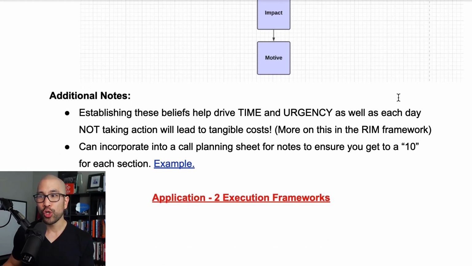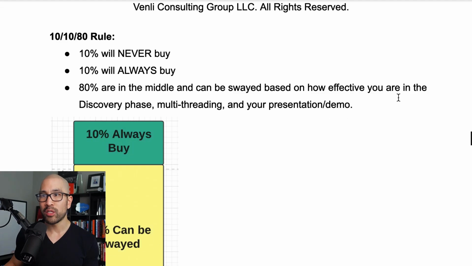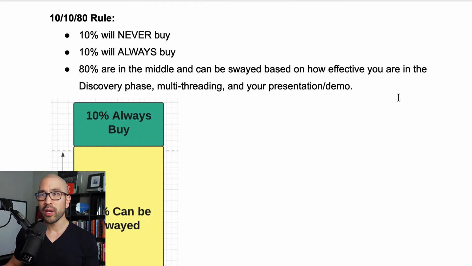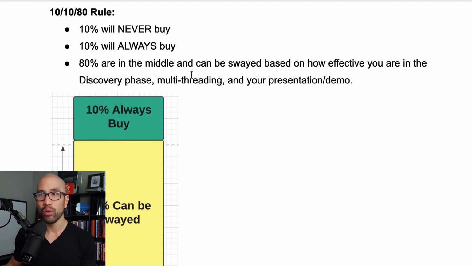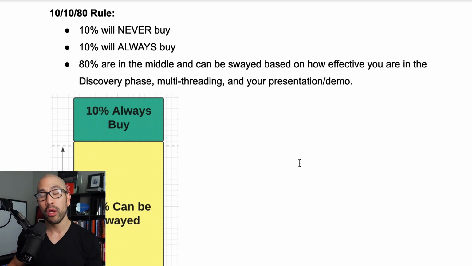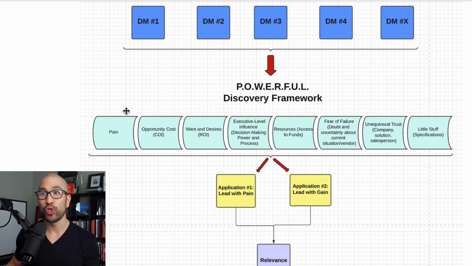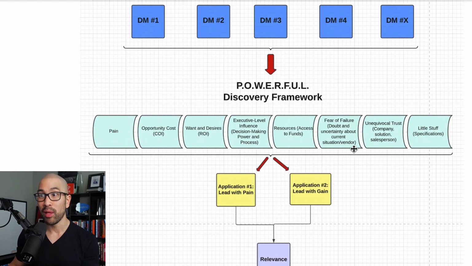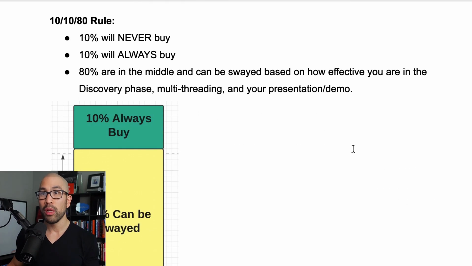Now, a couple of things I want to show you as well, which I think will be key for you as part of your discovery, is understanding this. The 10-10-80 rule, all right? Which basically means 10% of the prospects you meet with will just never buy. So you can do an incredible job covering every single one of these beliefs at a level 10, but they're simply not going to buy. Logically, emotionally, they're just not bought in.